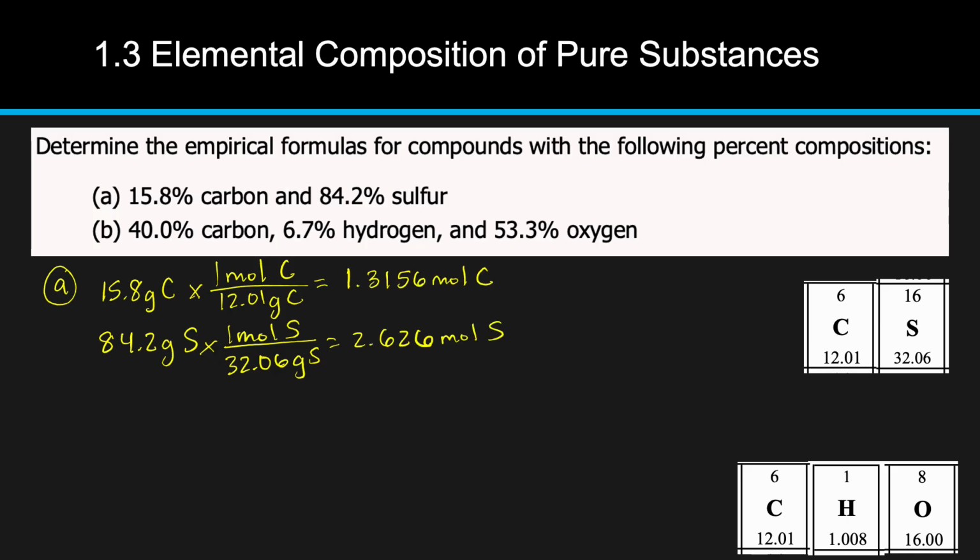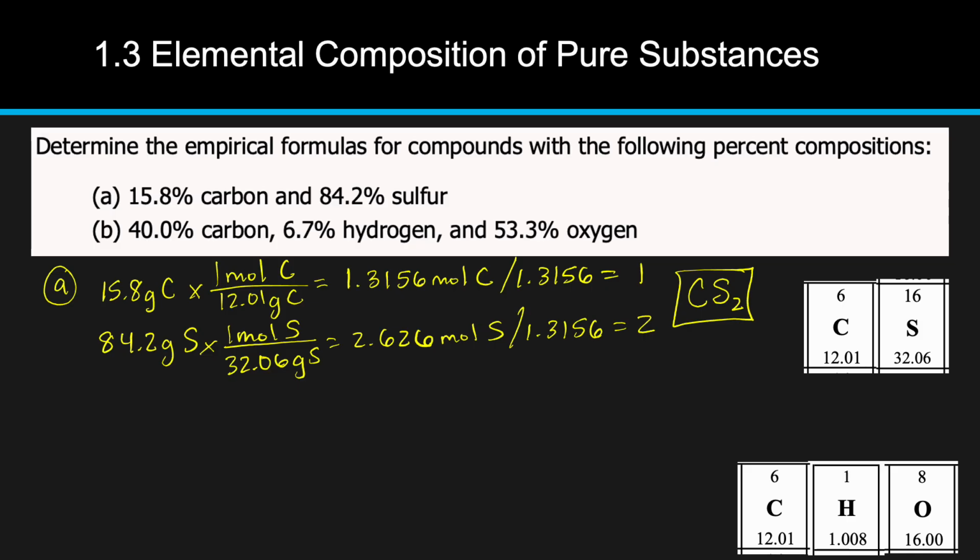So now that we have our moles of each, we're going to divide it by the smallest number, which is 1.3156. And because we have 2 whole numbers, we can go ahead and just assign them to their empirical formula. So we have 1 carbon and 2 sulfurs. So that is our empirical formula.